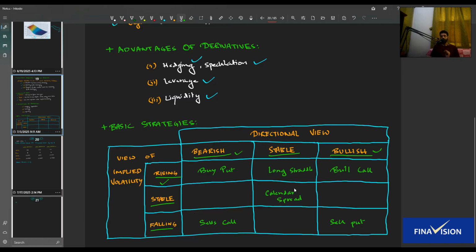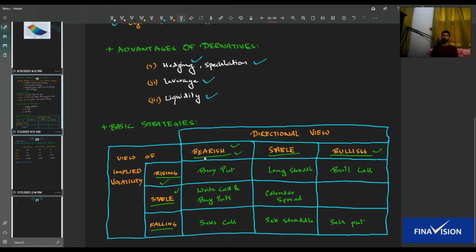Then volatility falling, direction view stable. What does one do? One sells or shorts a straddle. It means one sells a put option and a call option both at the money or near the money, with the same expiry. Then volatility is stable and view is bearish. In this case, one can write the call and buy the puts.